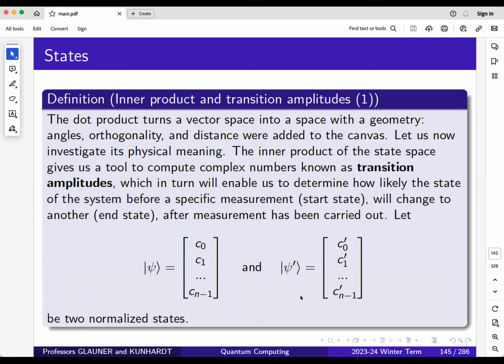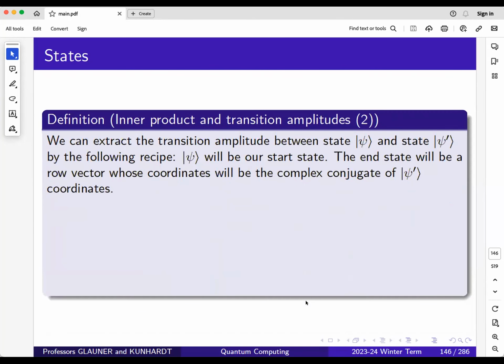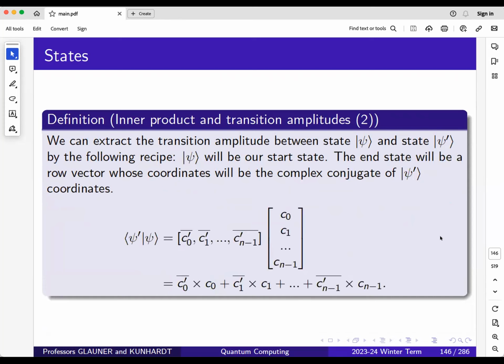So measurement is something uncertain, and we'll also talk today more about measurements. So what we want to calculate is how likely it is to turn from this state to this state. And so what we can say is we want to extract the transition amplitude between these two states, and our psi ket is the start state, and the psi prime ket is the end state. And we can calculate this transition amplitude the following way. I take my psi ket and multiply it with the psi prime bra. And this is written like this. I have on the right my psi ket, and I multiply it with the psi prime bra.